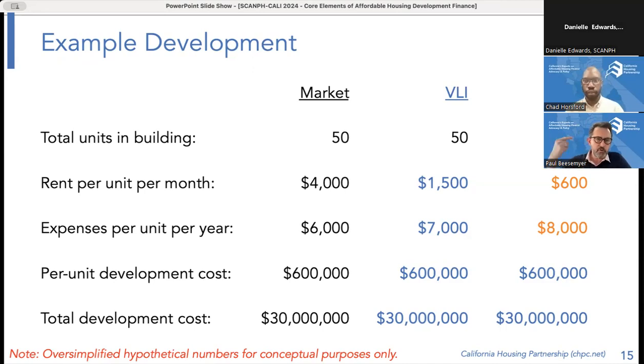So tacking back to the examples that Chad was giving of affordable rents, for the very low income affordable rent is only $1,500 per unit per month versus $4,000. And on top of that, the operating expenses per unit per year are probably, not always, but probably a little bit higher. And that's due to a couple reasons.